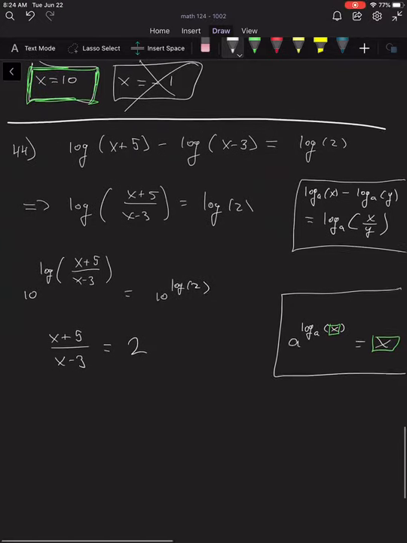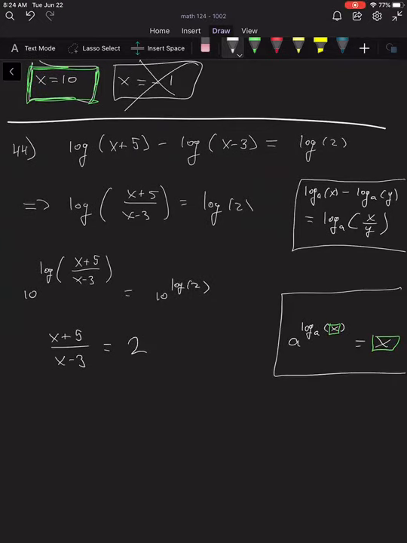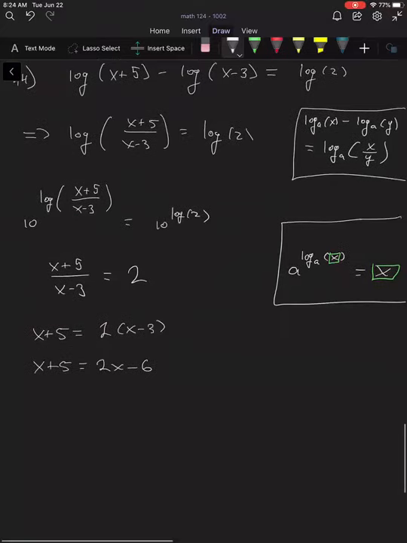Okay, now to solve this equation, we need to multiply that x minus 3 over to the right. So we're going to have x plus 5 is equal to 2 times x minus 3. So then we have x plus 5, distribute the 2. Now subtract this x on the left over to the right. So we're going to have 5 is equal to x minus 6. And then add the 6 over to the left. 11 is equal to x.